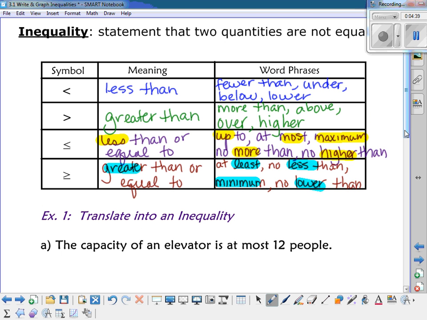So our first example is the capacity of an elevator is at most 12 people. So I'm going to use P for people, and 12 is the capacity. Now, could I have less than 12 people on the elevator? Absolutely. Could I have more than 12 people on the elevator? No. Could I have exactly 12 people? Yes, I could. So P would have to be less than or equal to 12.